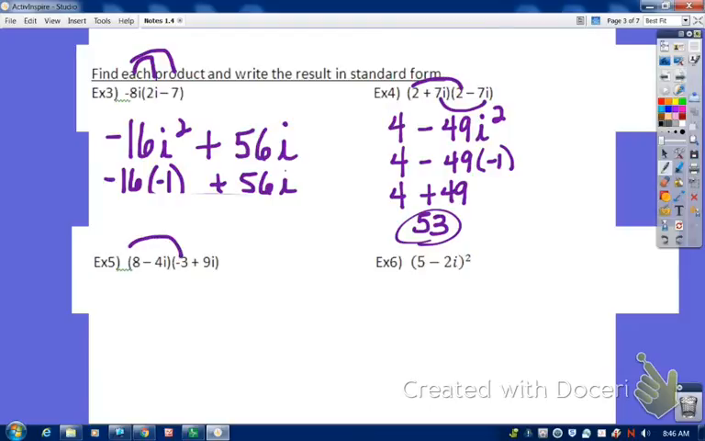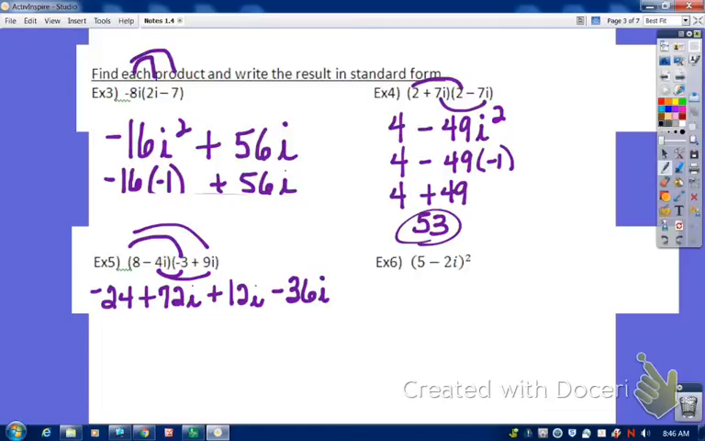8 times -3 is -24. 8 times positive 9i is positive 72i. -4i times -3 is positive 12i. And a -4i times a positive 9i is a negative 36i squared.